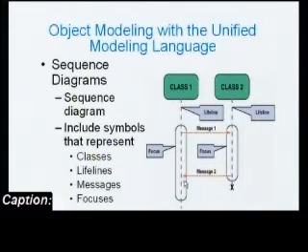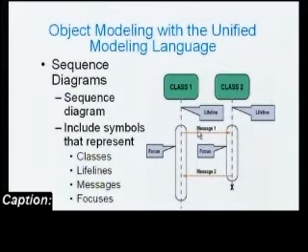The lifeline represents an object's life and existence during the time period of an interaction with other objects on the sequence diagram. A dashed vertical line is the symbol of a lifeline. An object symbol is drawn at the top of each lifeline.